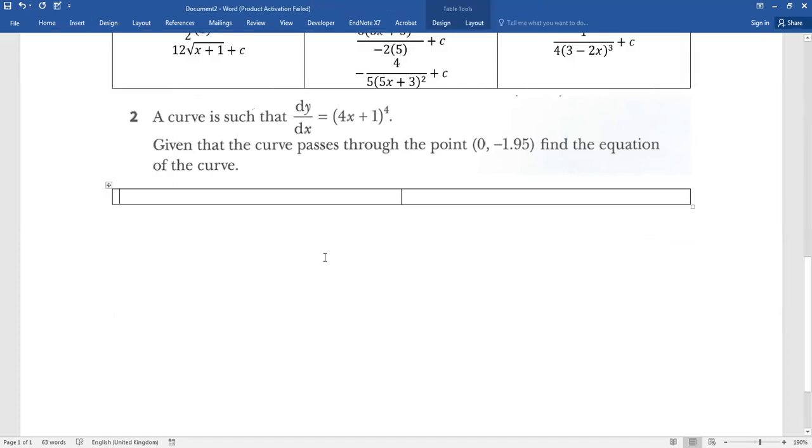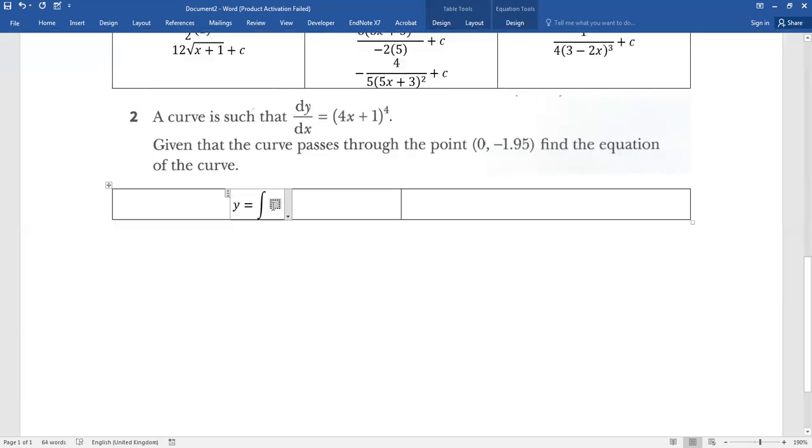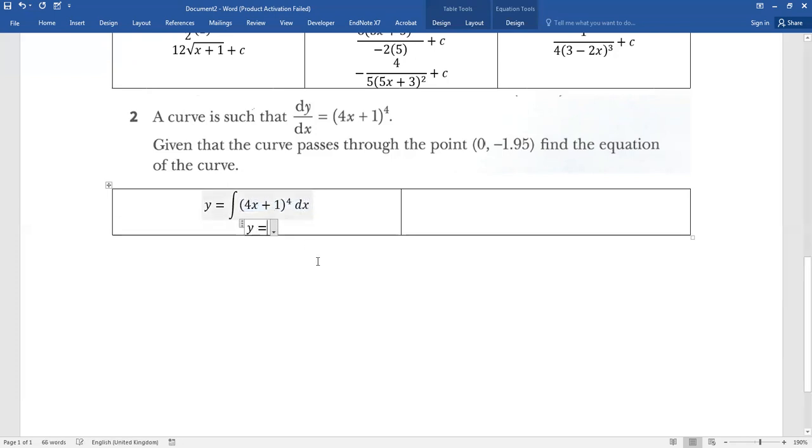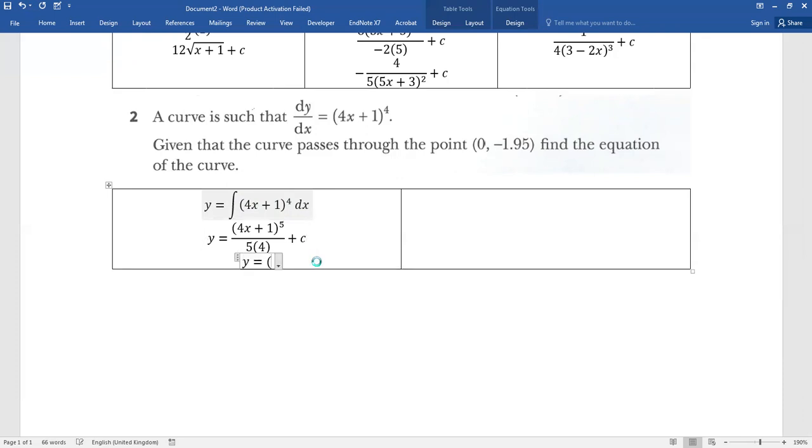I already know the derivative. How do I find the original function? If I know the derivative, I'll just integrate it. I'll integrate this entire thing, (4x + 1) to the power 4, with respect to x. So what will be my y then? (4x + 1) to the power 5 divided by the increased power and the derivative of the function. Make sure that you have c with it.